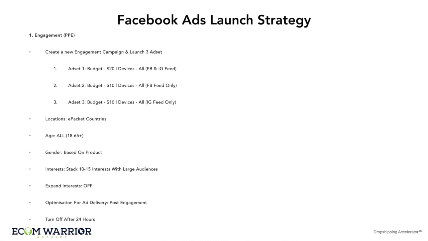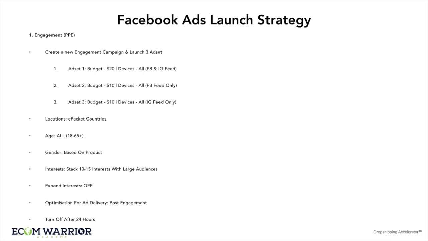For the engagement campaign, you want to stack 10 to 15 interests with large audiences. So in one ad set, for example, ad set number 1, you want to have 10 to 15 interests with large audiences in that one ad set. Now for expand interests, turn expand interests off. For optimization for ad delivery, you want to select post engagements, and then after the engagement campaign has launched, only give it 24 hours, and after 24 hours, turn off the engagement campaign.